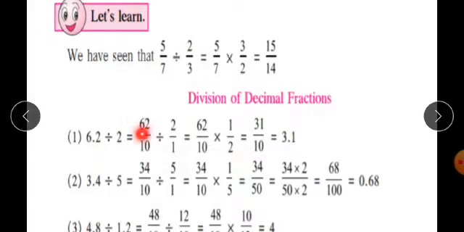Usual division, 62 upon 10 divided by 2 upon 1 is equal to first fraction as it is, 62 upon 10. The division gets converted into multiplication, and we have to take the multiplicative inverse of the second fraction, that is 2 upon 1 means 1 upon 2. Now student, 62 and 2 both are even numbers, therefore it is possible for us to divide by 2. When you divide 62 by 2, you will get the answer as 31. 31 into 1 gives you 31, and here comes 10.